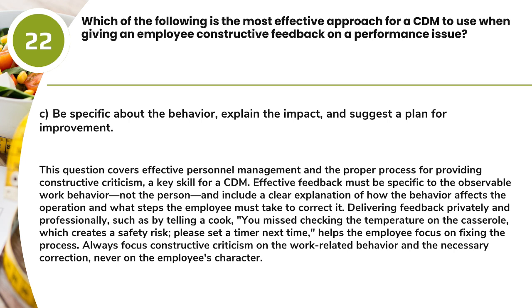Answer C. Be specific about the behavior, explain the impact, and suggest a plan for improvement. This question covers effective personnel management and the proper process for providing constructive criticism, a key skill for a CDM. Effective feedback must be specific to the observable work behavior, not the person, and include a clear explanation of how the behavior affects the operation and what steps the employee must take to correct it. Delivering feedback privately and professionally, such as by telling a cook, "You missed checking the temperature on the casserole, which creates a safety risk.